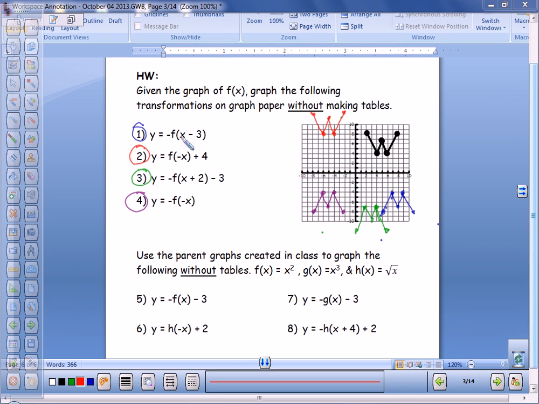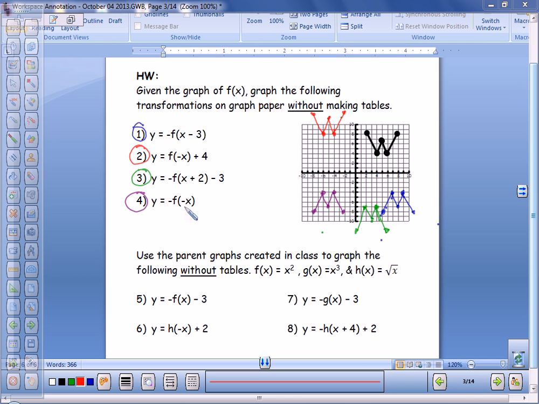Okay, on last night's homework, we were reflecting and shifting. Number 1 reflects over the x-axis because the negative is out in front of the function. So this is shifted right 3 units in a reflection over the x-axis. Number 2 is a reflection over the y-axis. So first we're going to reflect it over the y and then shift the whole function up 4 units. Number 3, it was shifted left 2 units, reflected, and then dropped down 3 units. So this is a reflection over the x-axis.